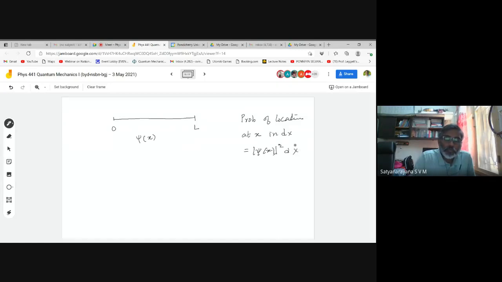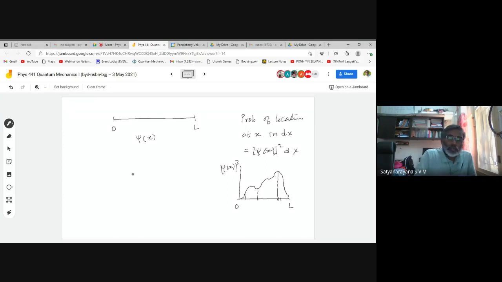This may be different, and when you actually plot this probability density from 0 to L, it may have some kind of a probability function like this. Now, if you ask what is the probability that the particle is located here, this is your mod psi of x squared. If you ask in this region, it is this value. You ask in this region, it is this value.